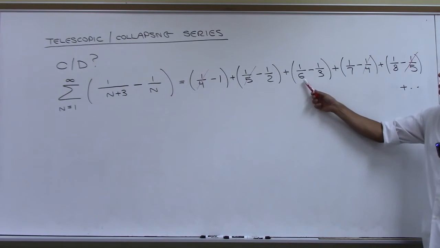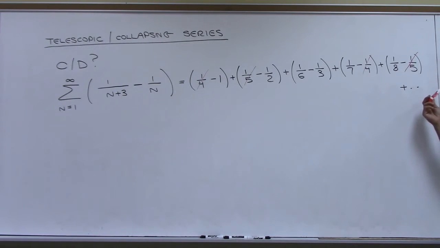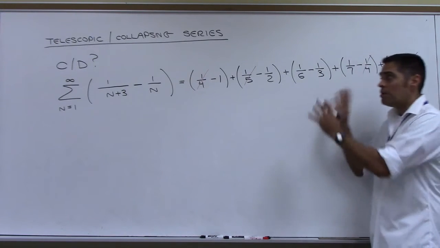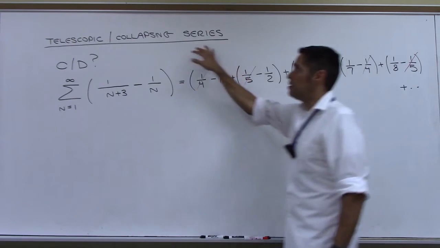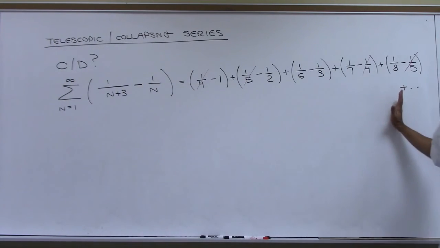How about this 1/6? I would have to go further out, but it's out here, isn't it? And a 1/7, it's out there somewhere. And the 1/8 is out there somewhere. Do y'all kind of see things are starting to cancel out? All right? So here's what we're going to do. We're noticing some cancellation in there. That's the key. It's the first thing you need to recognize a collapsing series. You have to see some cancellation happening.